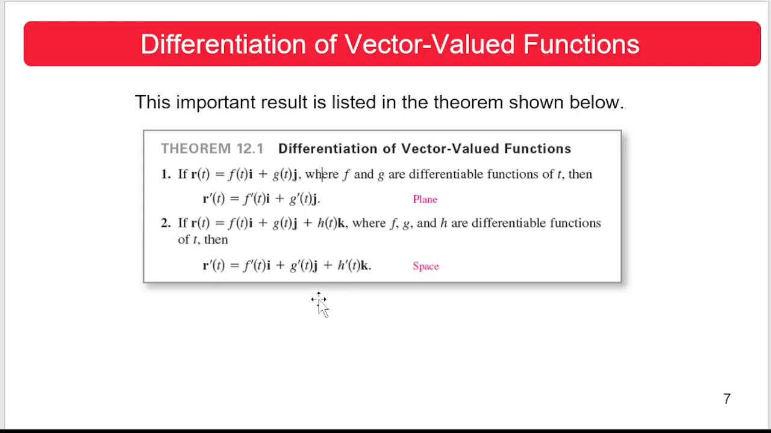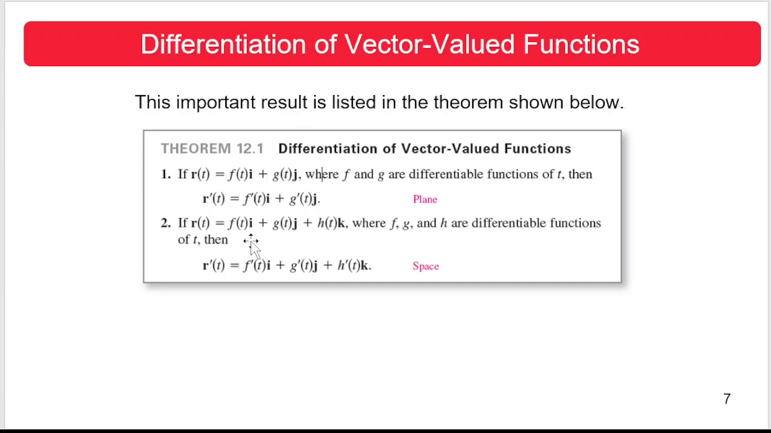Okay, let us now summarize the differentiation of vector-valued functions using Theorem 12.1. Number 1: if r of t is f of t i plus g of t j, where f and g are differentiable functions of t, then r prime of t is the derivative of f of t times i plus the derivative of g of t times j. This can be read as r prime of t equals f prime of t i plus g prime of t j in two-dimensional space.